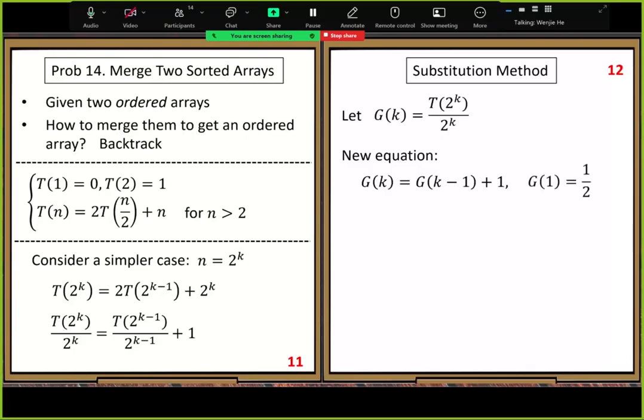Next, the base case. If we make k equal 0, 2 to the k equals 1. So g of 0 equals T of 1 over 1.